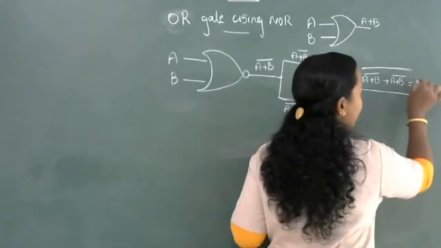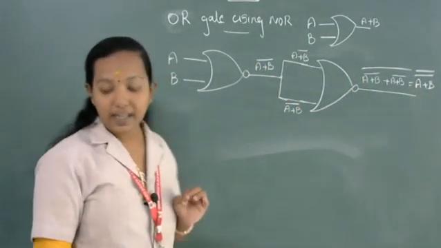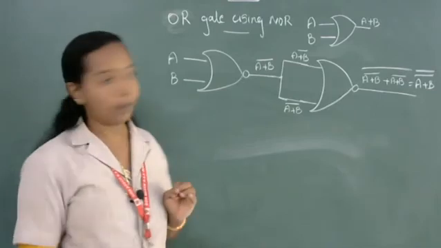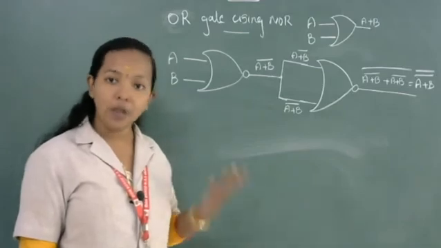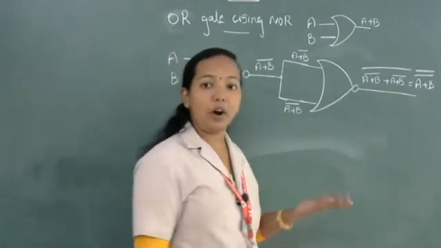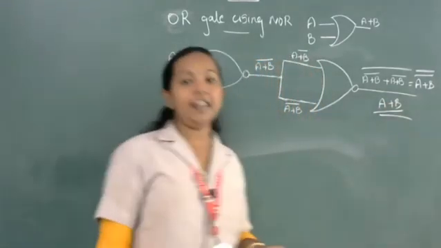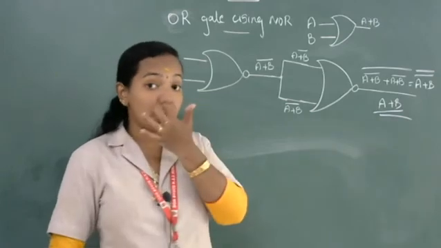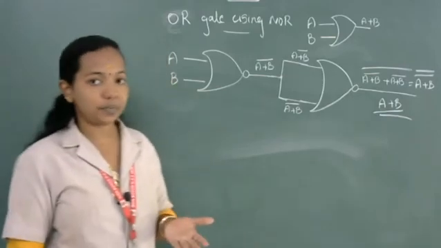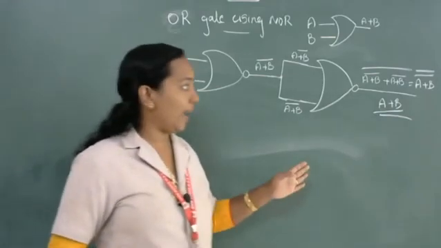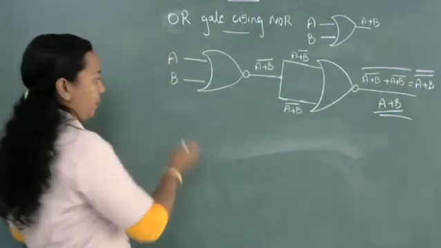So what will be the answer? (A plus B) double complement. According to the involution law, x double complement is equal to x itself. So (A plus B) double complement is equal to A plus B. So what will be the final answer? A plus B. Hence the theorem is proved: (A plus B) double complement is equal to A plus B. So we can write the algebraic proof.